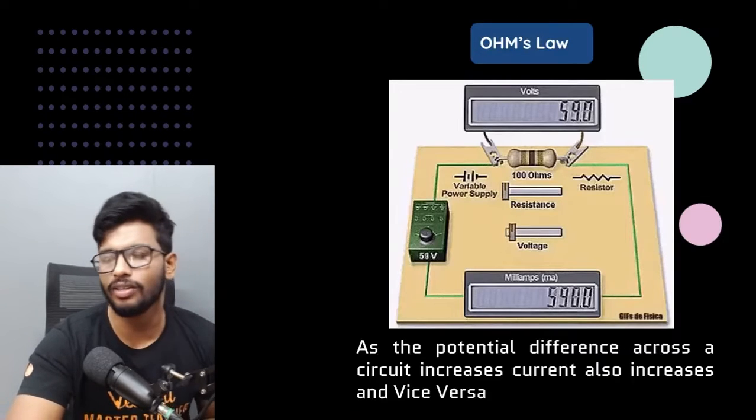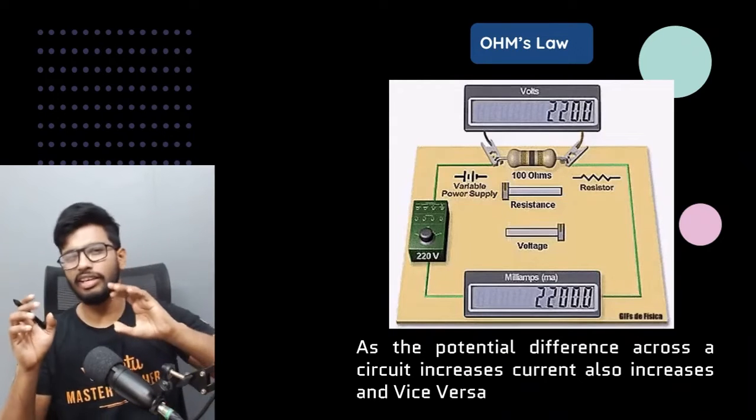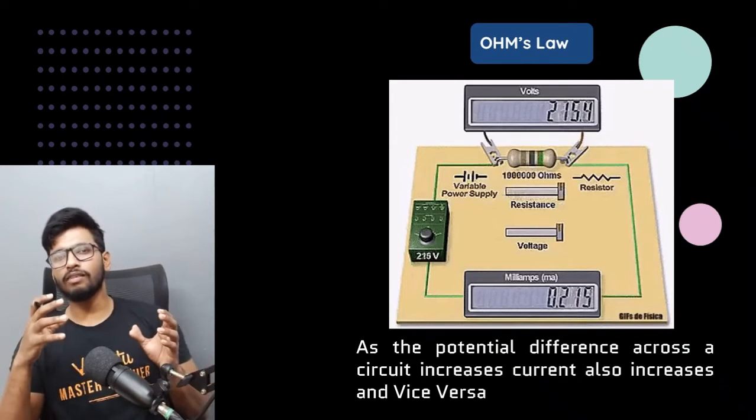Now, I hope you guys understood what current and potential difference are. These are two of the most basic concepts that you need to know in order to understand this chapter better. But not only that, people, we also have something called Ohm's law.